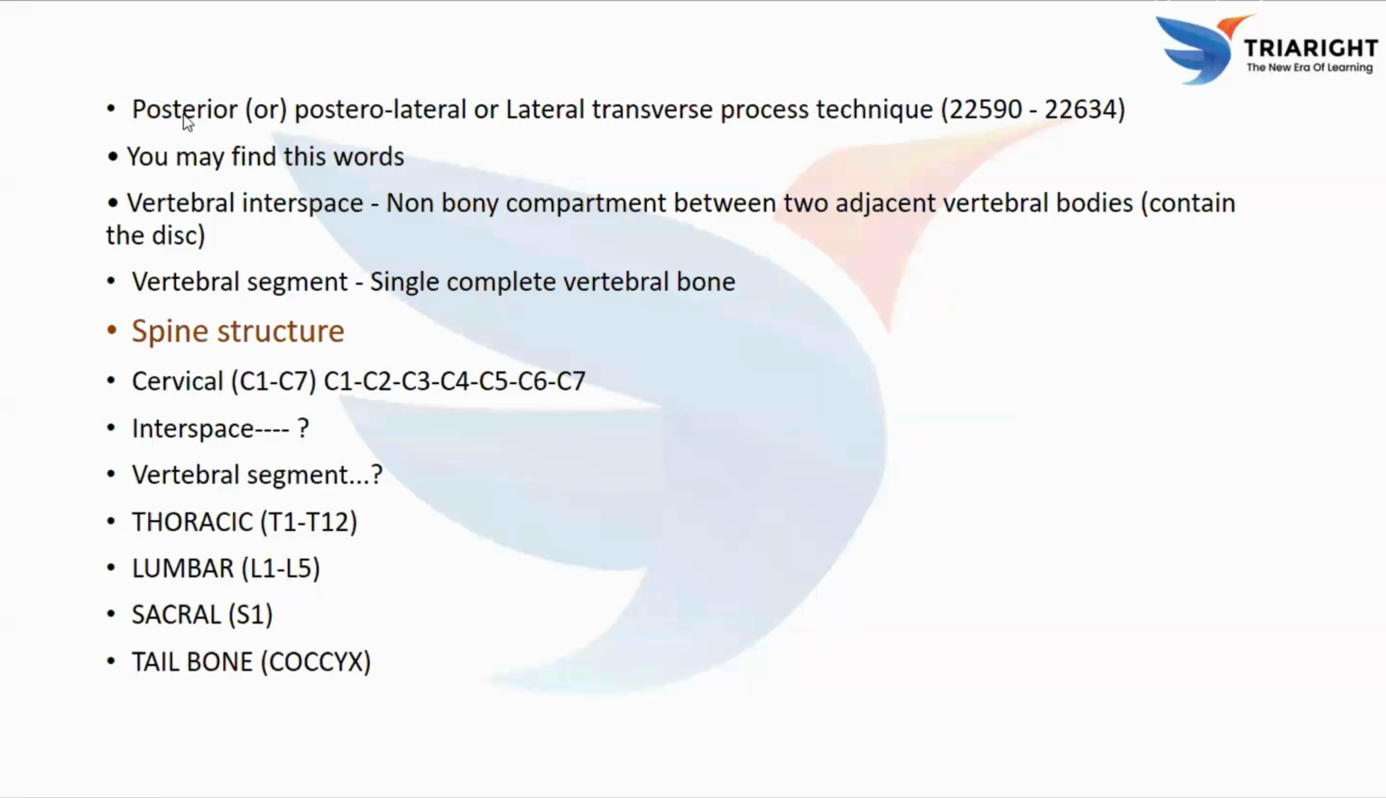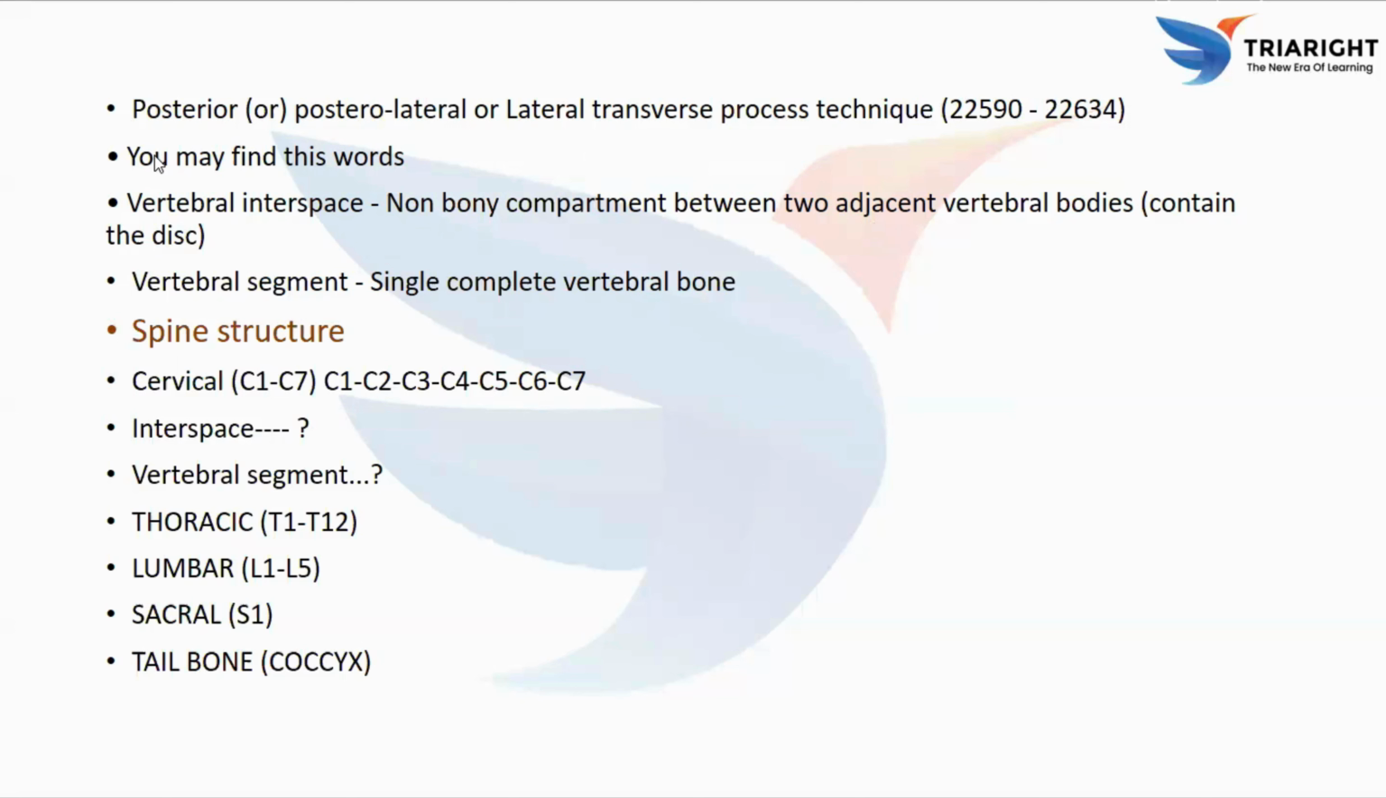And the third approach is the posterior, posterolateral, or lateral transverse process technique. Surgery is done from the back, from the posterior side of the patient. Bone graft is placed between the transverse processes or along the posterior elements of the spine. This is very commonly used in lumbar and thoracic spine fusion, and the code ranges are from 22,590 to 22,634.